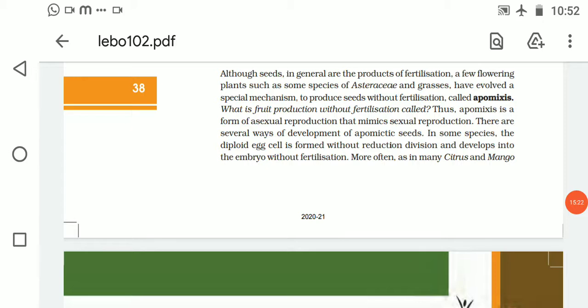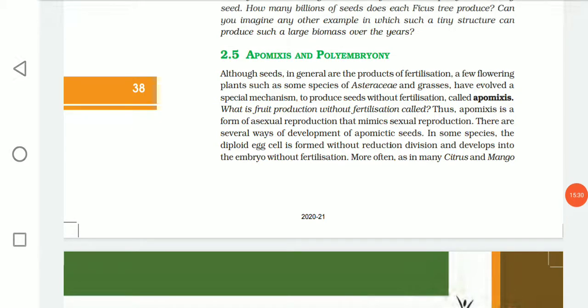Production of fruits without fertilization is parthenocarpy. Okay, so do not confuse between both. So apomixis means it is asexual reproduction, which mimics sexual reproduction. Okay, it's similar to sexual reproduction, but it is asexual reproduction.